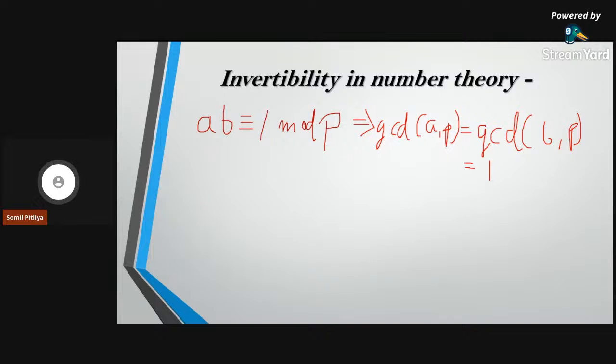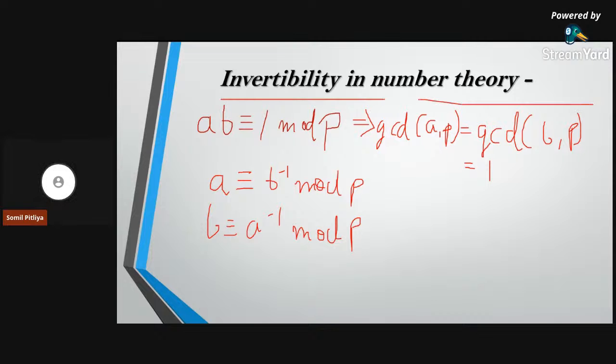And we also write that a is the inverse modulo p of b, and b is the inverse modulo p of a. We can say that a is congruent to b inverse modulo p, or we can also say that b is congruent to a inverse modulo p. So this is the basic concept of invertibility in number theory.